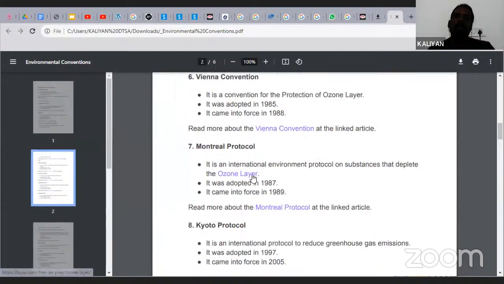The Montreal Protocol is an international environmental protocol on substances that deplete the ozone layer. Many times they ask which protocol is for the depletion of the ozone layer: the Montreal Protocol. It was adopted in 1987, which is also important, and came into force in 1989.